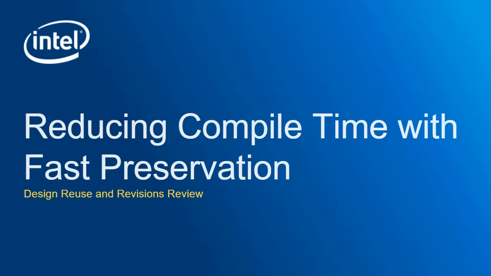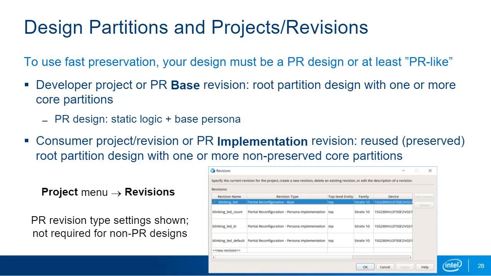The final things to know before looking at fast preservation in detail are the root partition design reuse flow and the use of project revisions. As mentioned earlier, to use fast preservation, the design must be a PR design or PR-like. If it's a PR design, that means you start with a project set as a PR base revision, where the static region containing periphery resources is created, and PR partitions and regions are defined for base persona logic.